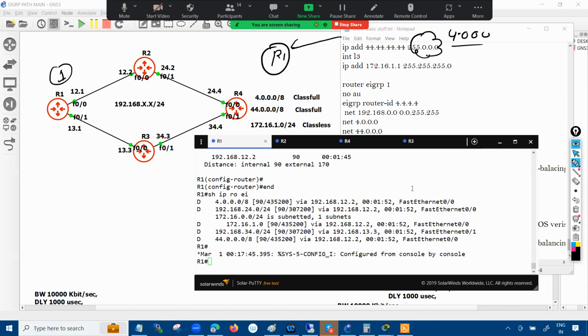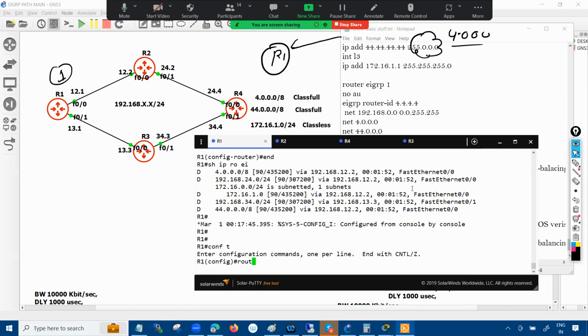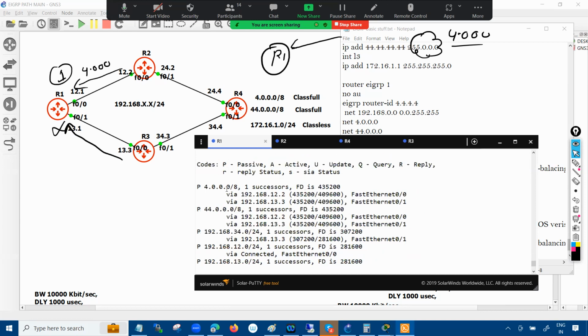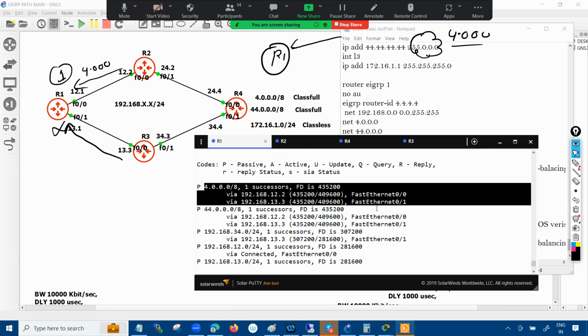Again, if you look at router EIGRP, it doesn't mean that R3 is not sending the route. R2 is sending the route, and R3 is also sending the route. But R1 is only accepting the route from router number 2, and is not accepting the route from router number 3. The reason is that I have only one maximum path right now. If you see the show IP EIGRP topology table, I have both the information in my topology table, but in the routing table I can only put one route.